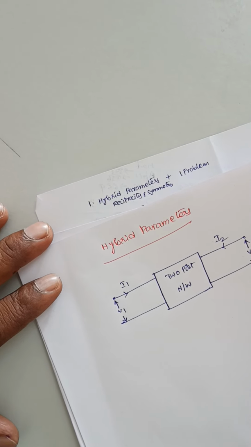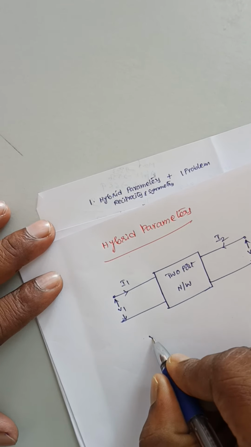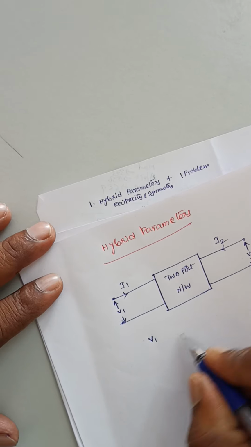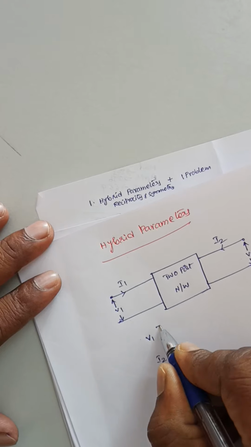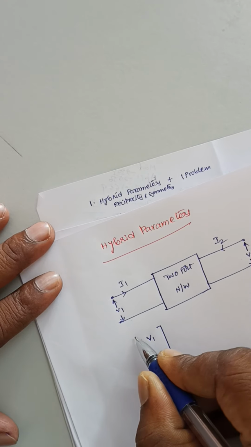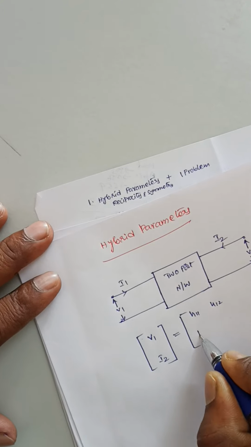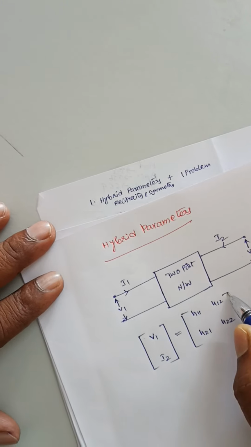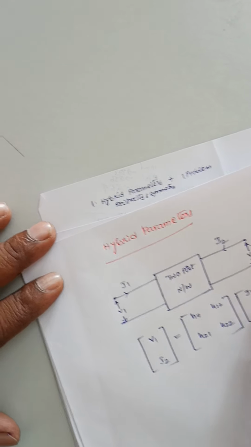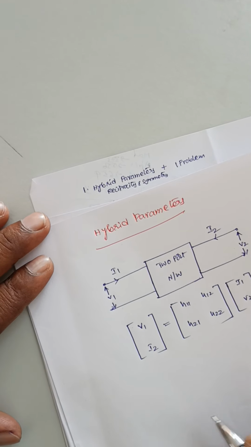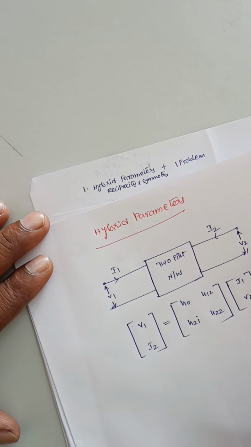Up to here we know about this. Next, you see hybrid parameters: V1, I2 in matrix form is equal to H11, H12, H21, H22, times I1, V2. So this is the relation between the hybrid parameters, voltages and currents.